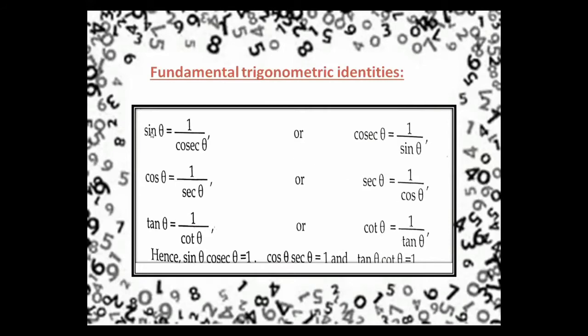I'm repeating that sine and cosec are inverse of each other, cos and sec are inverse of each other, and tangent and cot are inverse of each other. And hence we can say that when we multiply sine and cosec theta, we will get 1, because they both are inverse of each other. Sine theta times cosec theta is equal to 1, the product of cos theta and sec theta is equal to 1, and the product of cot theta and tangent theta is equal to 1.